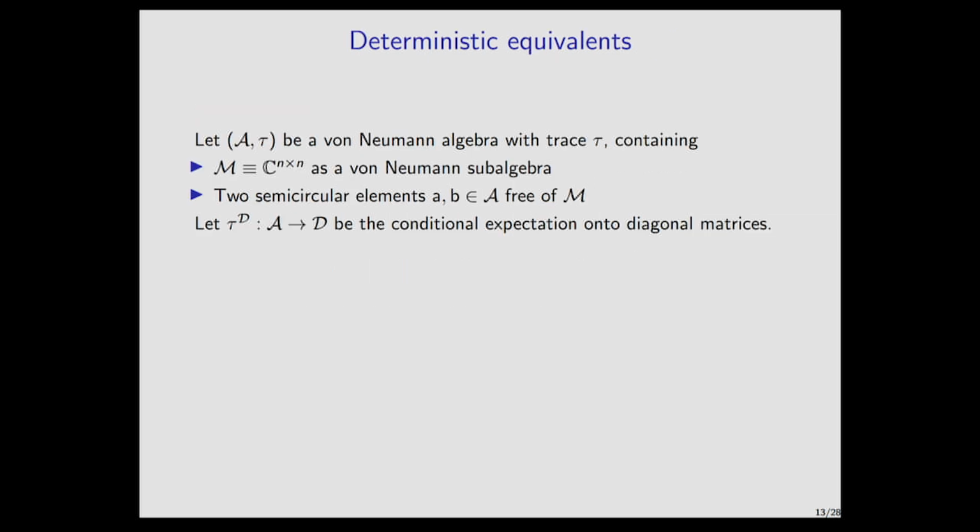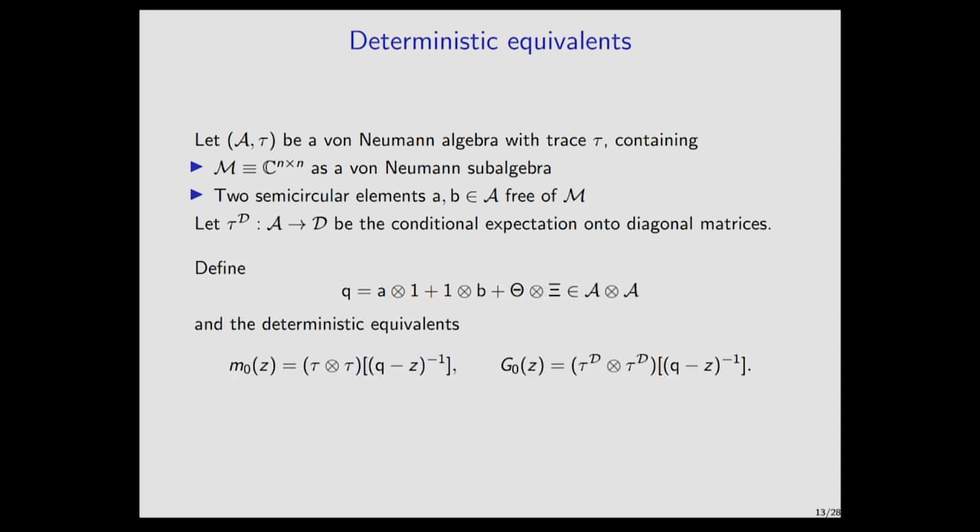Okay. So to define the deterministic equivalence in this model, let me consider again a von Neumann algebra with a trace tau containing as a subalgebra the space of n by n matrices and now two semicircular elements that are free of this n by n matrix space. Let me call them A and B. And again, let me consider this diagonal conditional expectation. So I define this approximating operator, which is A cross 1, where 1 is the unit in this algebra, plus 1 cross B, plus theta cross xi. And then the deterministic equivalent approximations are given by the trace of (Q minus Z) inverse, and then this diagonal projection of (Q minus Z) inverse.